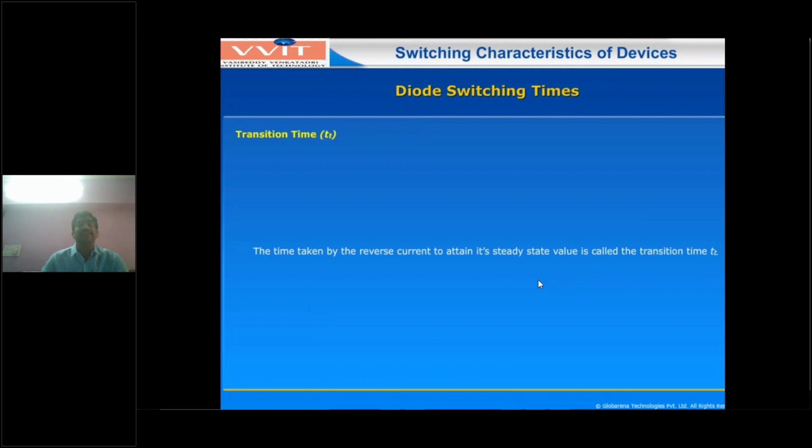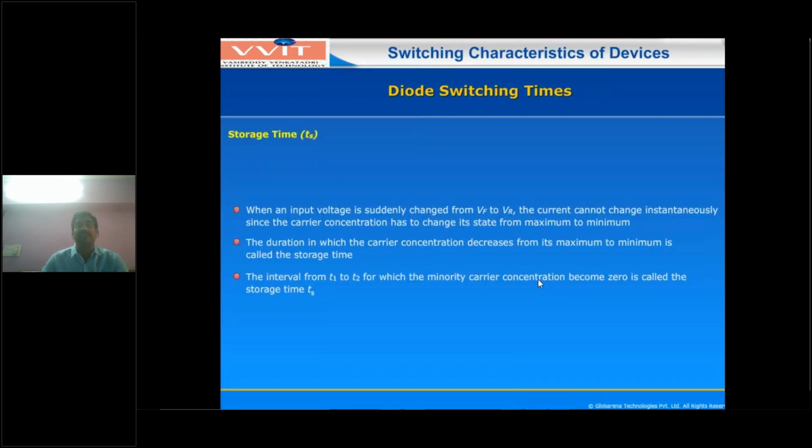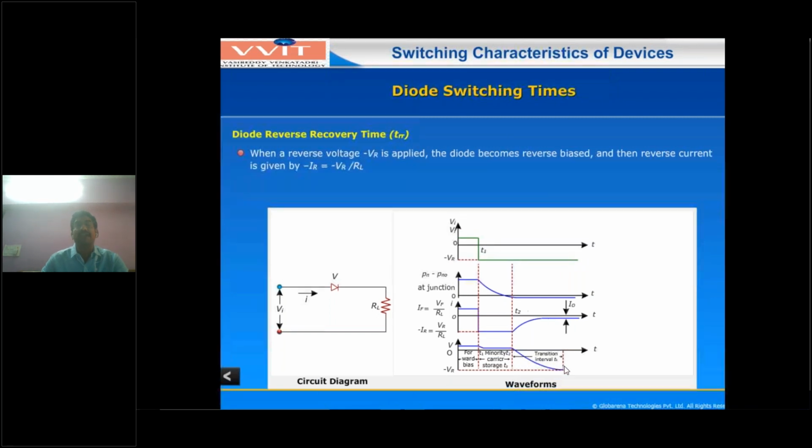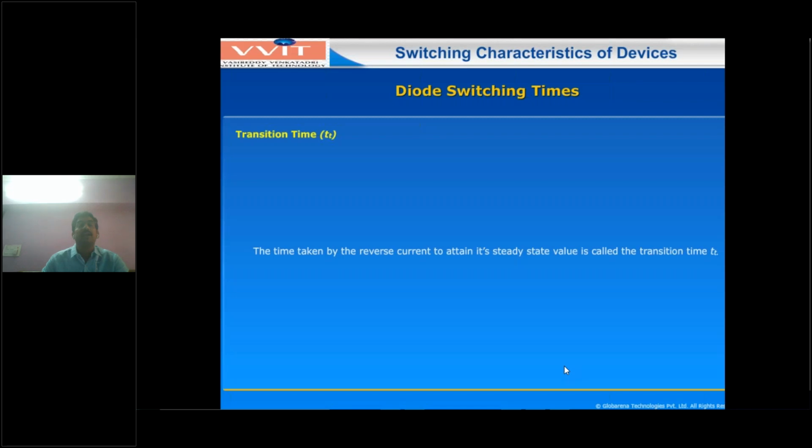Then, what is the transition time? So transition time is nothing but, see this one. So the storage time and this time, the discharging time, is called transition time.